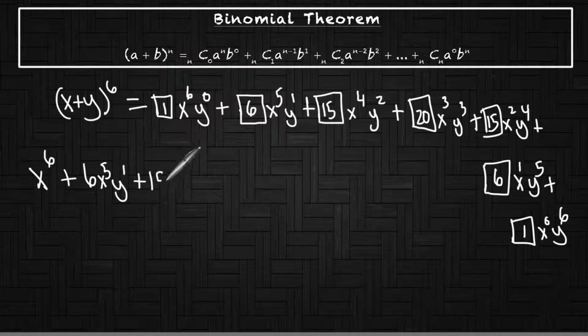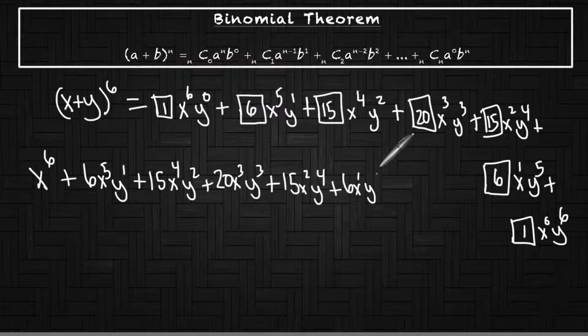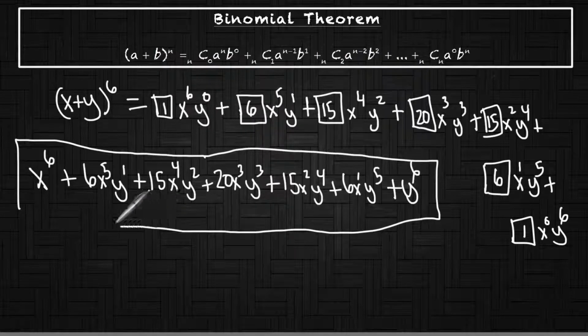And then it's going to be 15x to the 4th, y squared, and then 20x cubed, y cubed, and then 15x squared, y to the 4th, and then 6x to the 1st, y to the 5th, and then once again, x to the 0 is just 1 times the 1 in the box, and so then you get y to the 6th. And this is the answer that you are going to get if you were to take a really long time and multiply x plus y times itself 6 times.